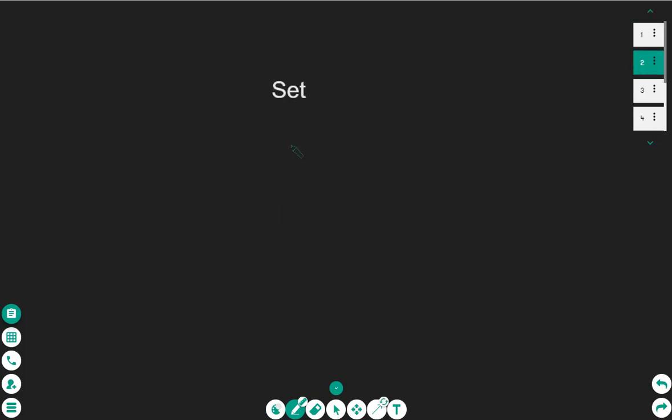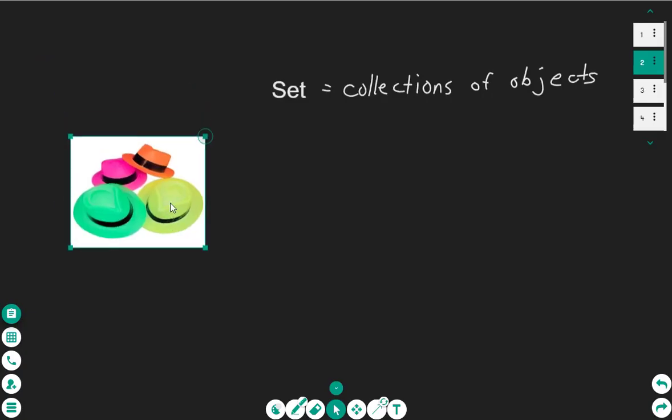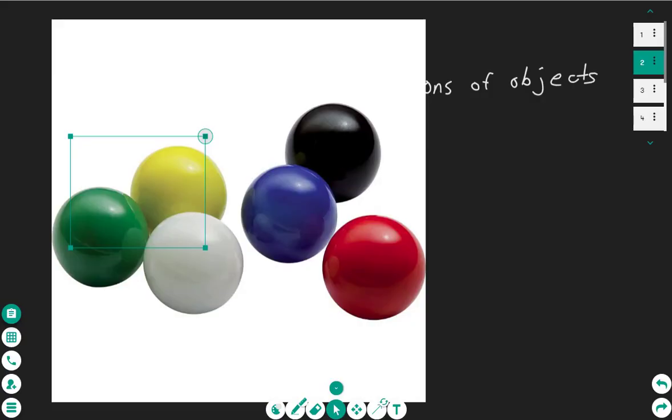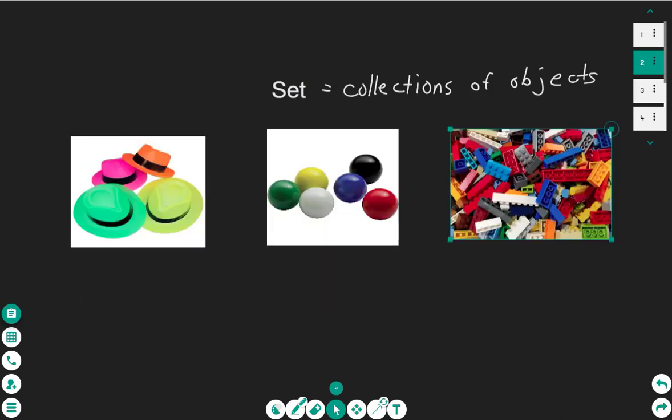To begin with, we're going to talk about sets. In mathematics, when we refer to sets, we're referring to collections of objects. And those objects could be anything. We could have a collection of hats, for example, or maybe a collection of marbles, or maybe a collection of Legos. All of these could be considered individual sets.